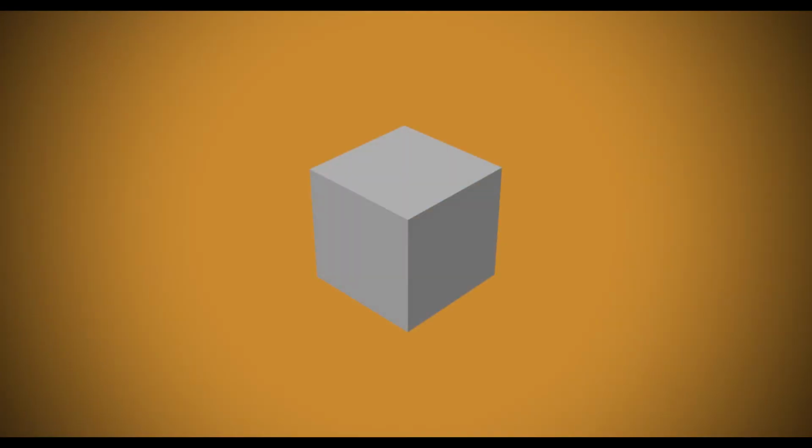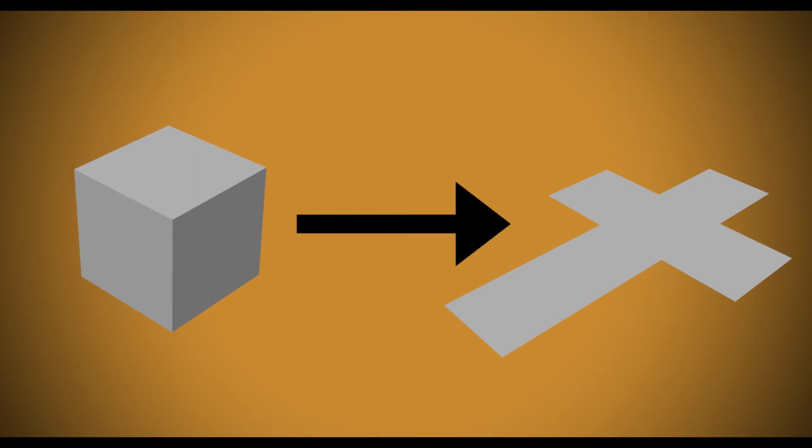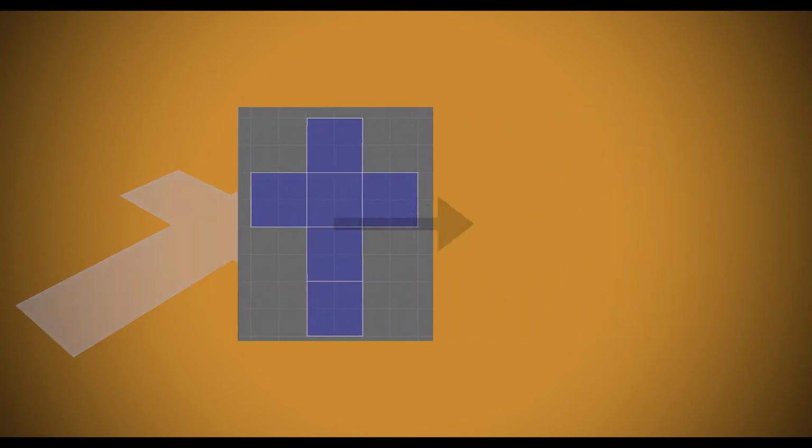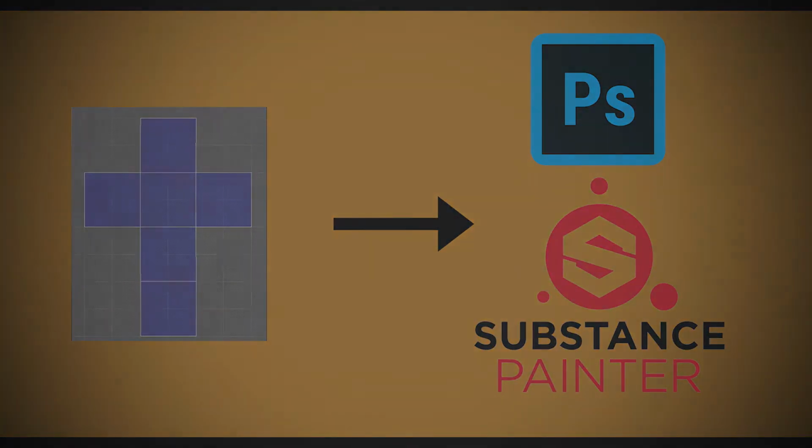UV mapping is the process of taking 3D geometry and flattening it into 2D. The flat shapes of our 3D geometry will then be used as a layout for creating textures via image editing software.